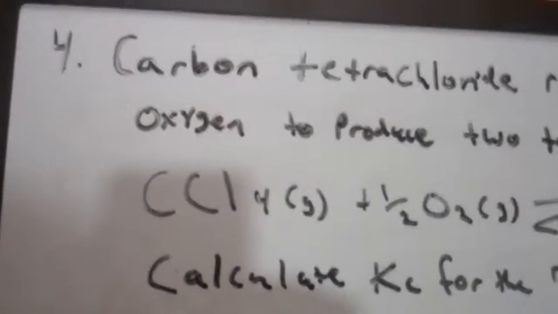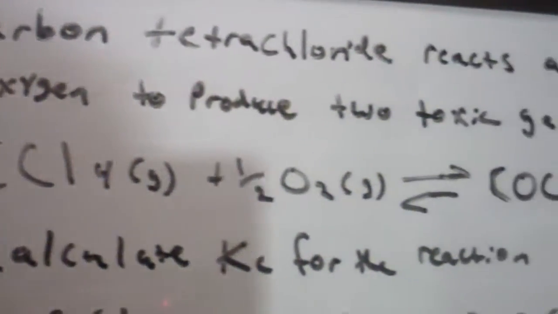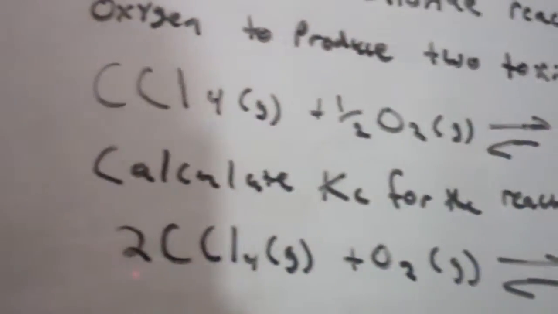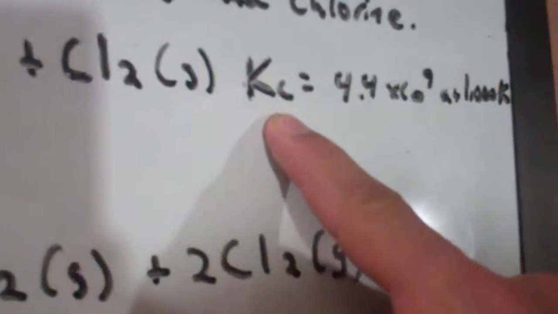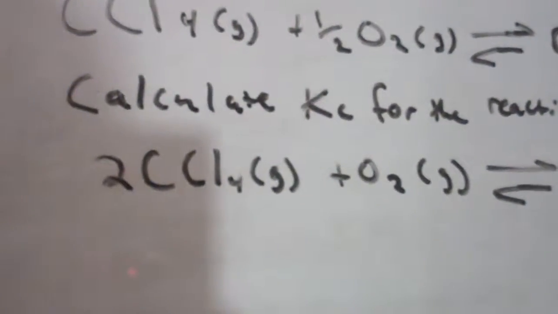Okay, so for number 4, it says the carbon tetrachloride reacts at high temperatures with oxygen to produce 2 toxic gases, phosgene and chlorine. So they give us the reaction here, and they give us the equilibrium constant. And the Kc means it's dependent on molar concentrations. So they give it to us, and it's 4.4 times 10 to the 9 at 1000 Kelvin. So it's asking us to calculate the equilibrium constant for this reaction.